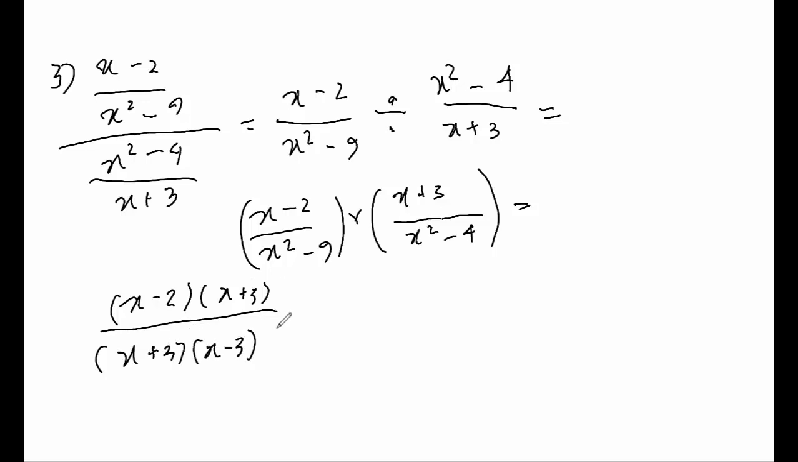And then here I also have the difference of two squares. So I have x plus 2, x minus 2. Let me just extend this all the way out. All right. And now I can start canceling. So I can cancel this one, I can cancel this one, I can cancel this one, and I can cancel this one.